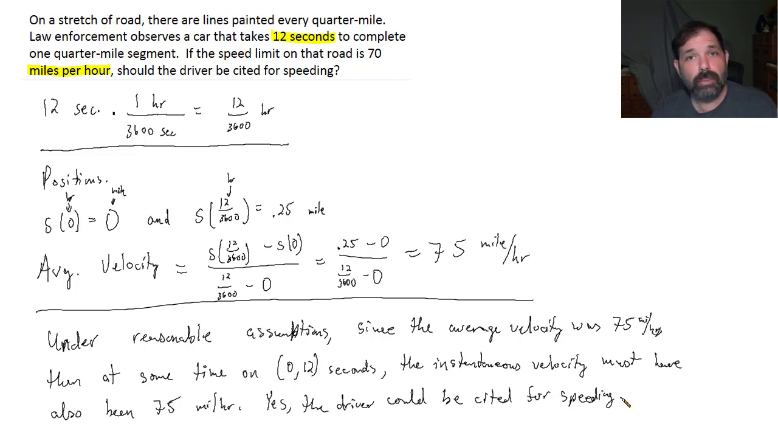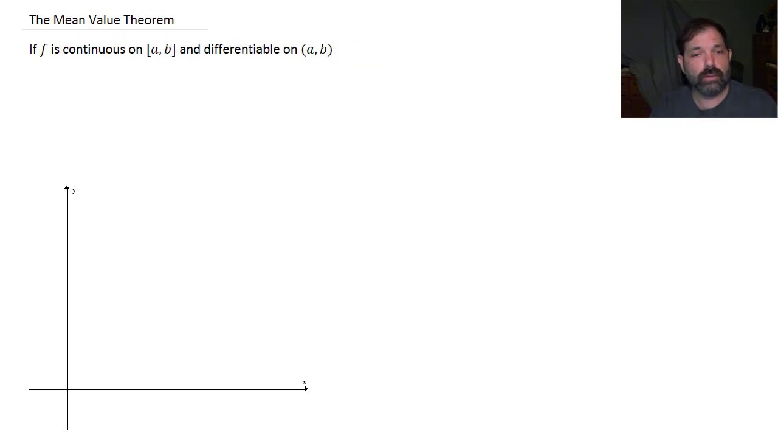This is actually an application of what's called the mean value theorem for derivatives. It starts off similarly to Rolle's theorem. It says if the function is continuous on a closed interval and differentiable on the open interval, but there are no restrictions on the values of f of a and f of b. So let's just arbitrarily say, there's a and there's b, here's the point a, f of a, and here's the point b, f of b.